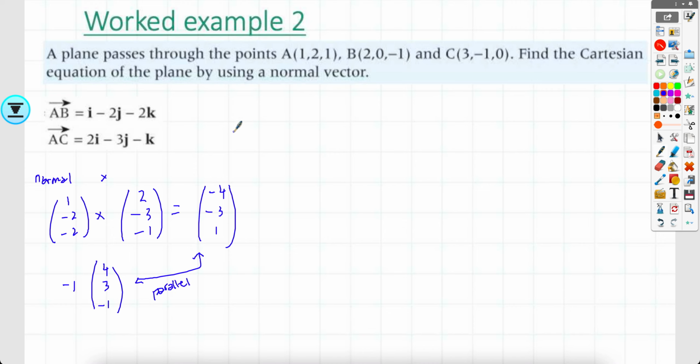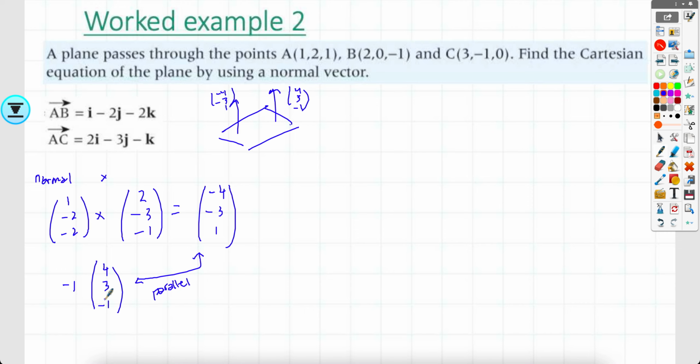So it's like saying, well, I have a plane here. This is the normal -4, -3, and 1. And then this is another one that's parallel to it. Well, if it's parallel to the initial normal vector, then it's also perpendicular to the plane. So both of these are normal vectors to the plane. The normal vector is not unique. The equation of the plane is unique.